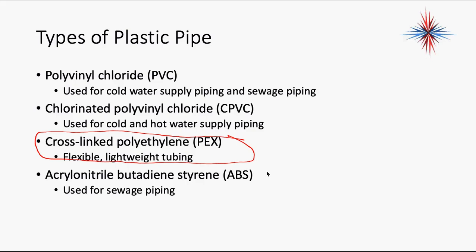And then you have ABS. ABS is the black PVC. It is strictly used for sewage piping. And it isn't used all over the country for sewage piping. You see it used in different areas. But it's the black PVC. Any questions yet on anything I've gone over?